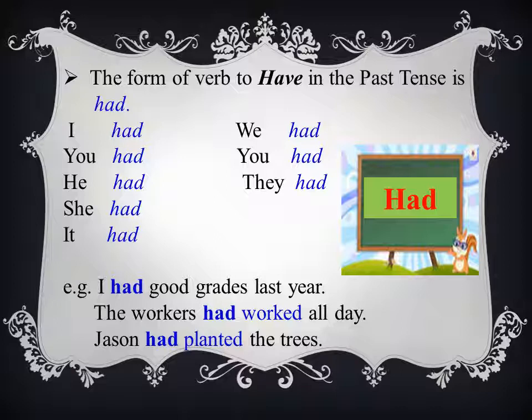Example: I had good grades last year. The workers had worked all day. Jason had planted the trees. Again, the verb have can come alone or it can precede a main verb.